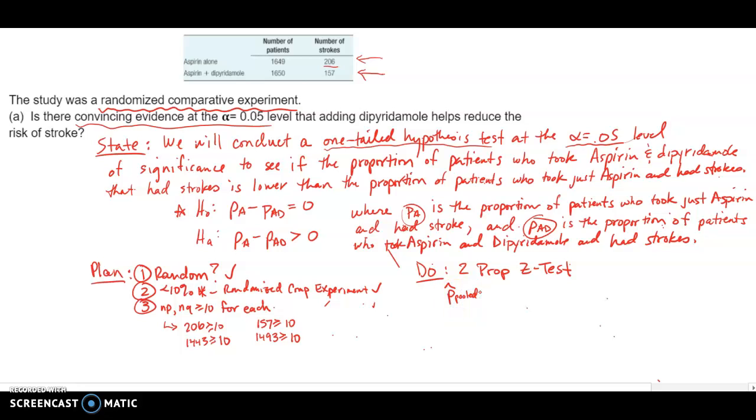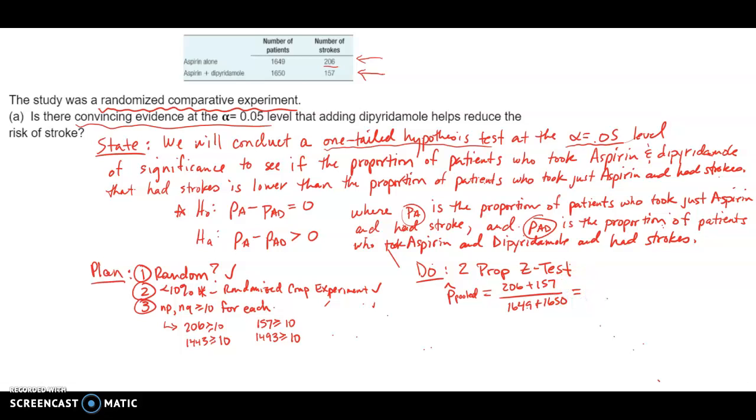And again, because we're operating under the assumption that there is no difference between our two proportions, we can find a pooled p-hat by combining the number of successes. So that's going to be 206 plus 157 over the total number, which is 1649 and 1650. That'll give us our p-hat pooled.